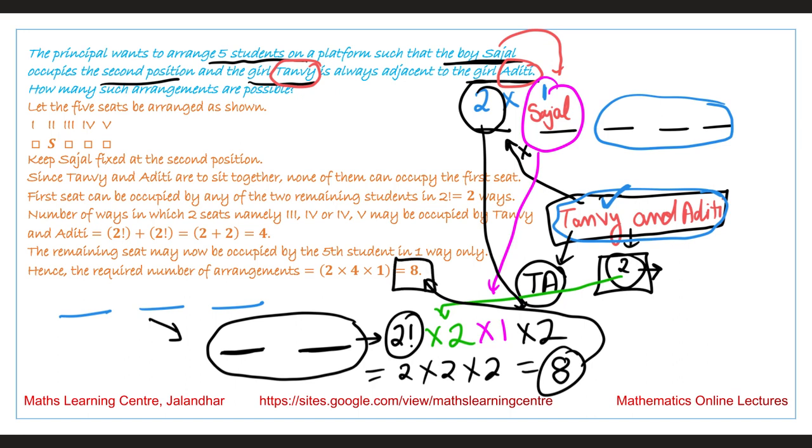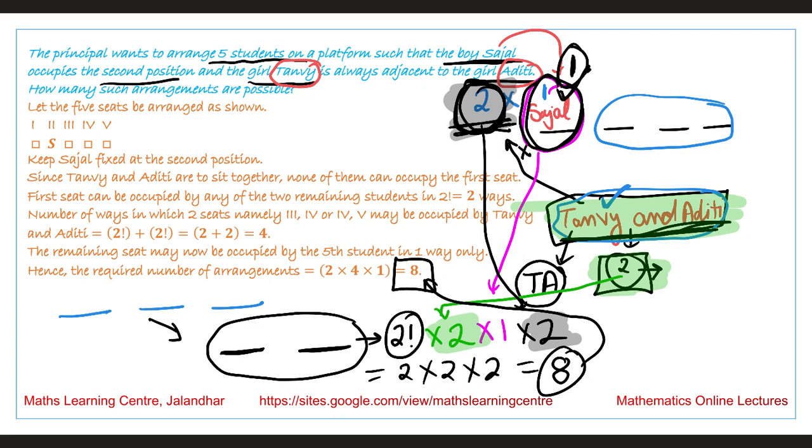I am explaining again. This boy is at the second position, so there is only 1 way to fill this position. Tanvi and Aditi are to be together, which means they cannot occupy the first position. So the number of options for the first position is 2. Tanvi and Aditi can be arranged in 2 ways: Tanvi on the left, Aditi on the right, or Aditi on the right, Tanvi on the left.